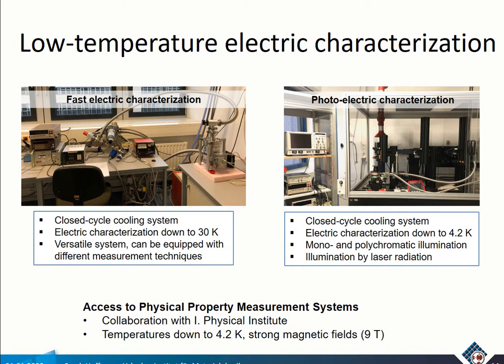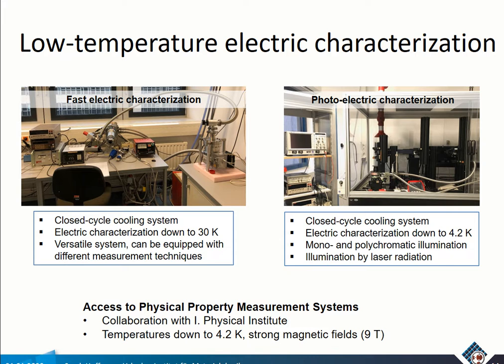stress here a little more in detail, we have here low temperature electric characterization facilities. The first one is for fast electric characterization, and here we have a closed cycle cooling system, and electric characterization down to 30K is possible, and it can be equipped with different measurement techniques. The other thing is here a photoelectric characterization unit, where we also have a closed cycle cooling system, and the characterization is even possible down to helium temperature.